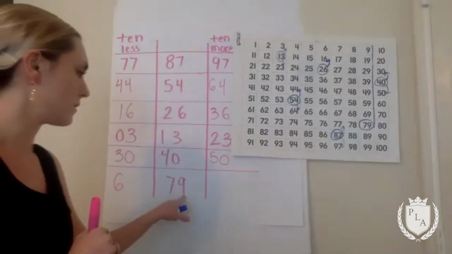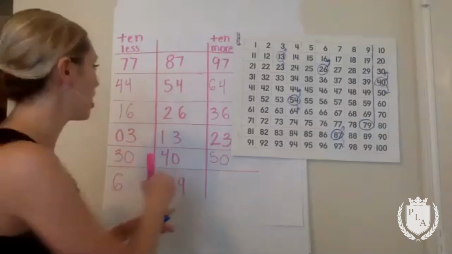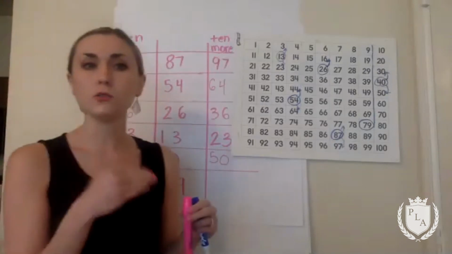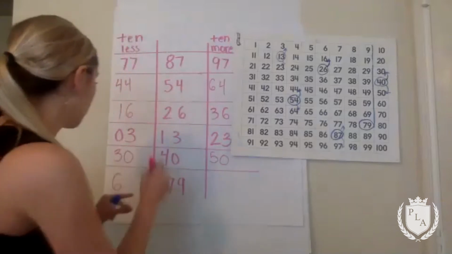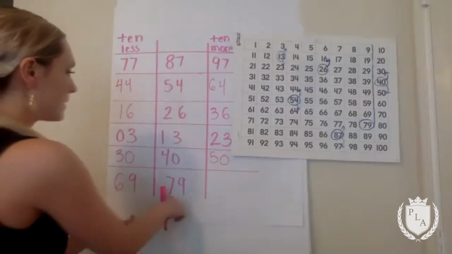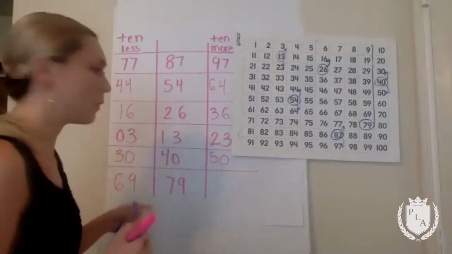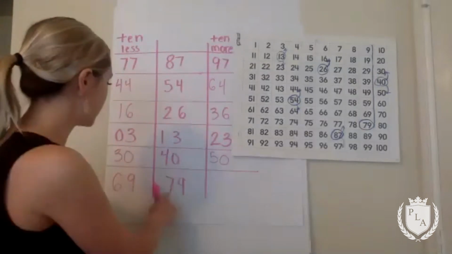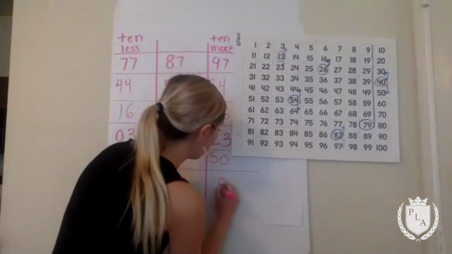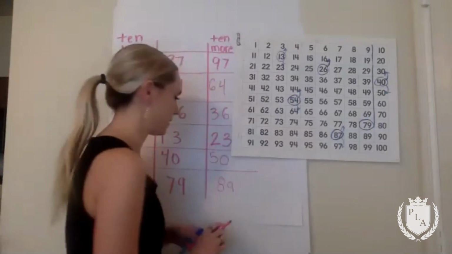Then I see that there are 9 ones here, and I know from all of these times that I've been practicing that the ones do not change. So I will be adding a 9 here. So we have 69, 79. And then what will come next? 6, 7. If you said 89, you are correct.